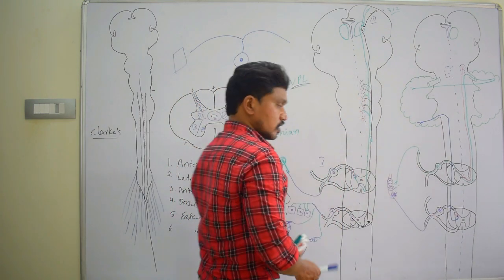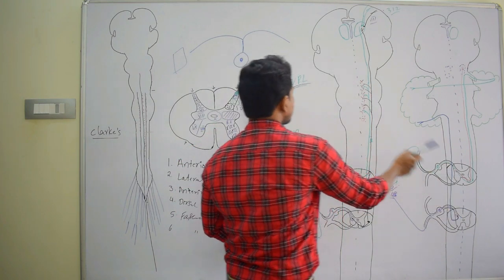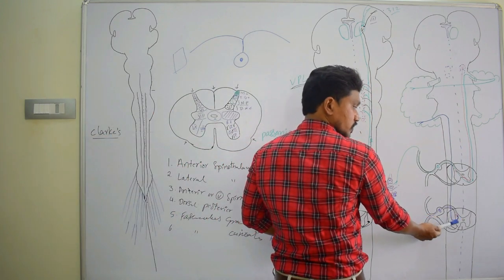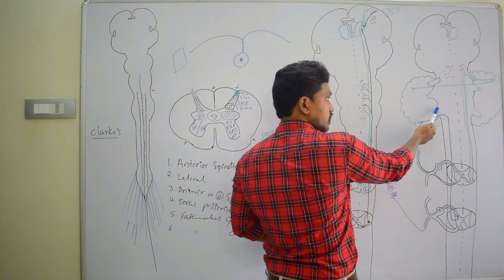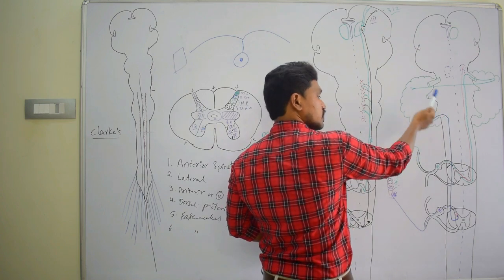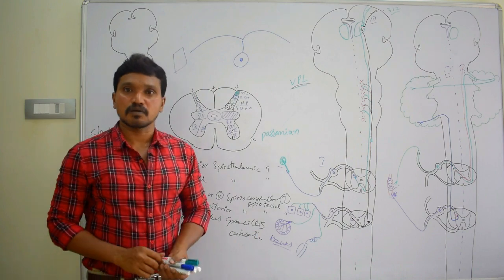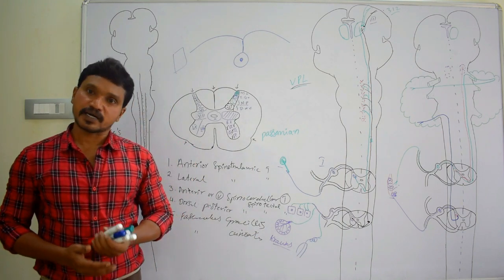Very simple. Receptors are same and the first order neuron is same. Relay nucleus is dorsal nucleus of Clarke. Second order neurons arise from the dorsal nucleus of Clarke. Then they ascend upwards on the same side. When they reach the inferior cerebellar peduncle, they pass through it and reach the same side cerebellar hemisphere. That's it about the dorsal spinocerebellar tract.